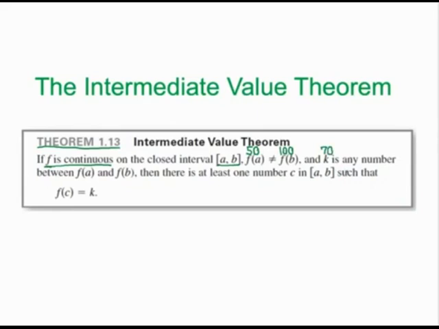Then the conclusion we can draw is there is at least one number C in [A, B] such that f of C equals k. So for our example then, there is at least one time C in the closed interval of time A and time B such that f of C, which just means the point on the curve at time C. So when we say f of C equals 70, what we're saying is that somewhere along the curve created by the driving path, at time C, the speed is 70 miles per hour.